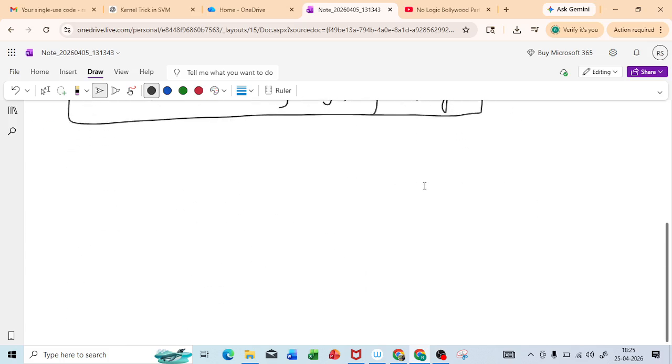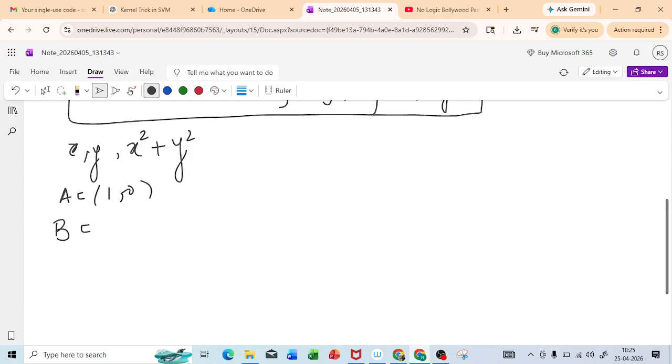So one of the ways is, let's create a transformation, let's create a separate feature. Right now we just had x and y, so what we will also do is add a third dimension to it and call it x square plus y square. So our initial point A was 1 and 0, point B was minus 1 and 0, C was 2 comma 0, and D was minus 2 comma 0.